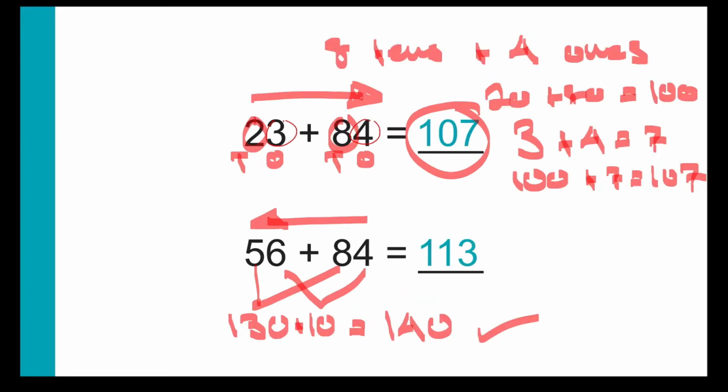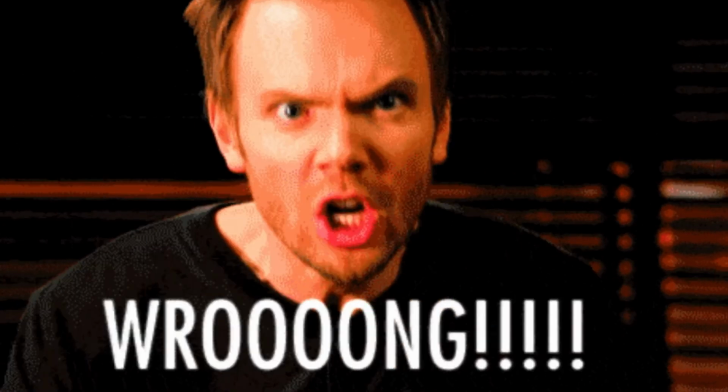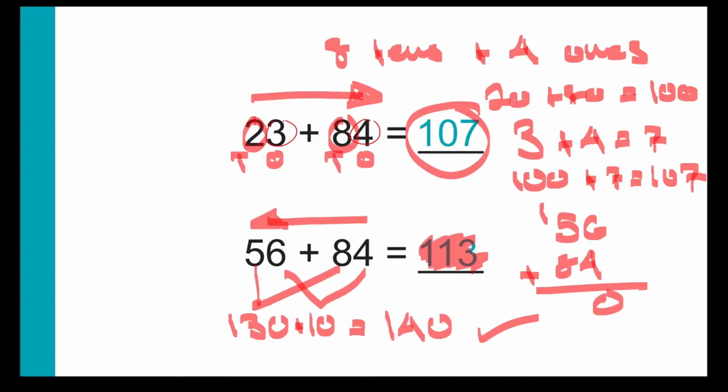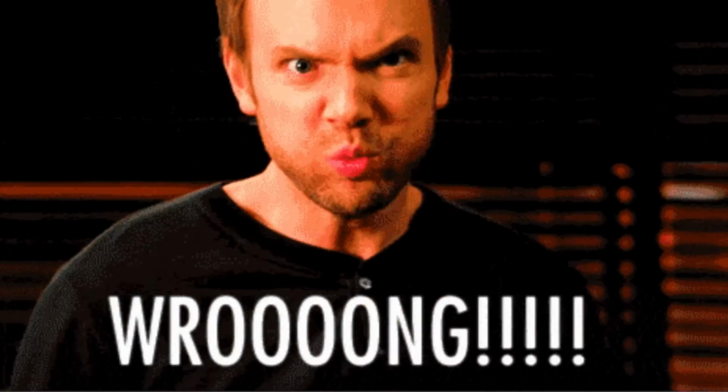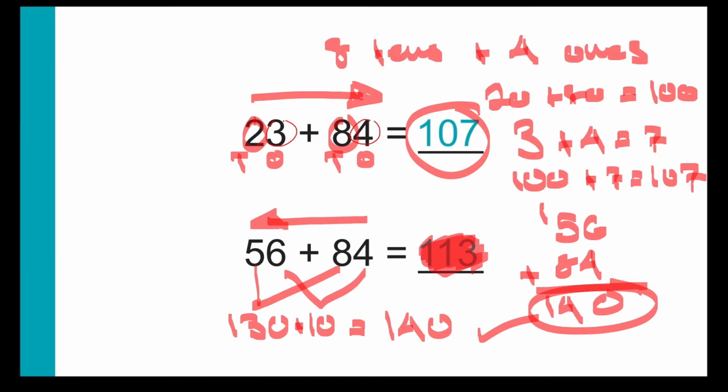I'm sorry, that's not right. This PowerPoint's wrong. Right, 6 plus 4 equals 10. Carry the 1. 8 plus 5 is 13, 14, 140. It should be 140. This PowerPoint got it wrong. All right, ignore that 113.